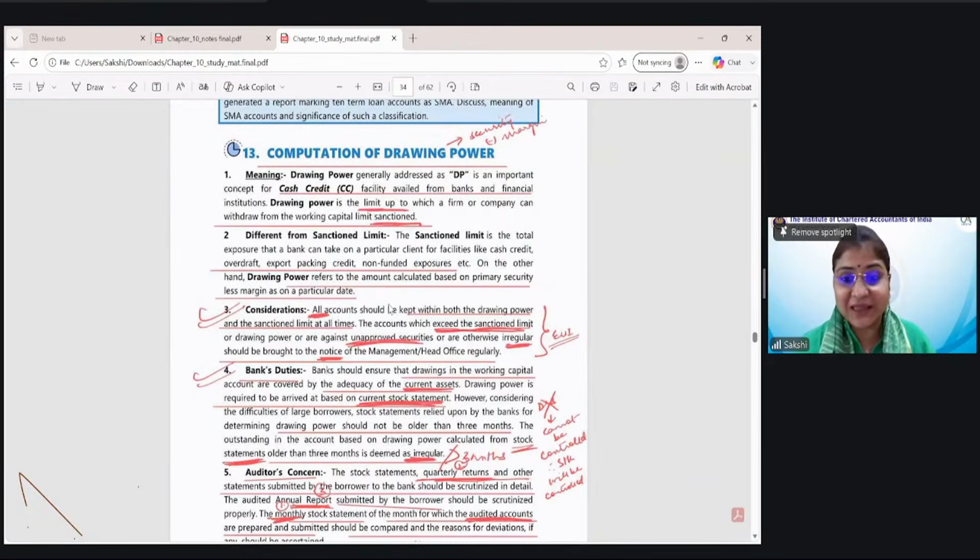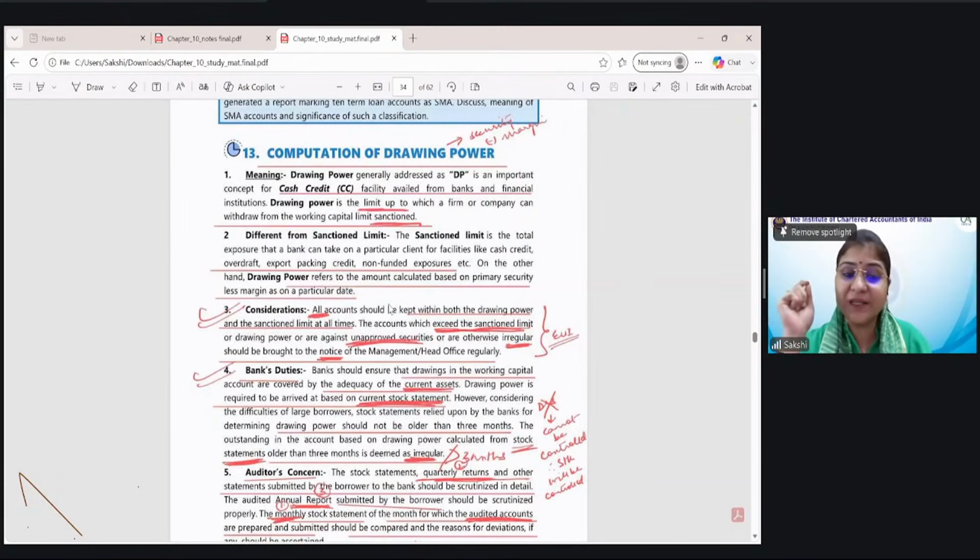Now, what are the considerations? You have to see that all accounts are kept within the drawing power and the sanction limit. This we had to see. Then the accounts which exceed the sanction limit or drawing power, or are against the unapproved securities, the securities which are not approved or are otherwise irregular. Irregular means the repayment of the loan amount, the principal or the interest amount, is not regular with the bank. So the irregular amount should be brought to the notice of the management or head office.